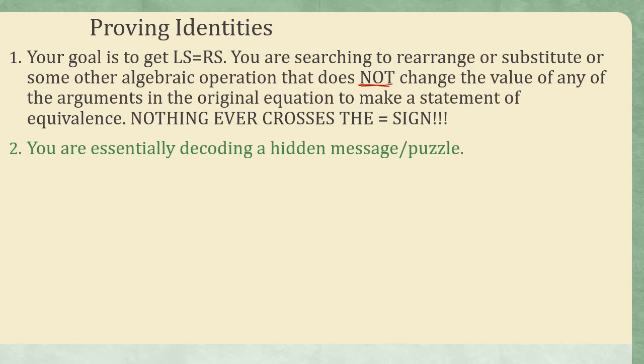What you are doing is essentially decoding a hidden message or puzzle. We already know the left side expression is going to equal the right side expression, but they look different. So you have to change them, rearrange them, augment them, manipulate them to look the same.